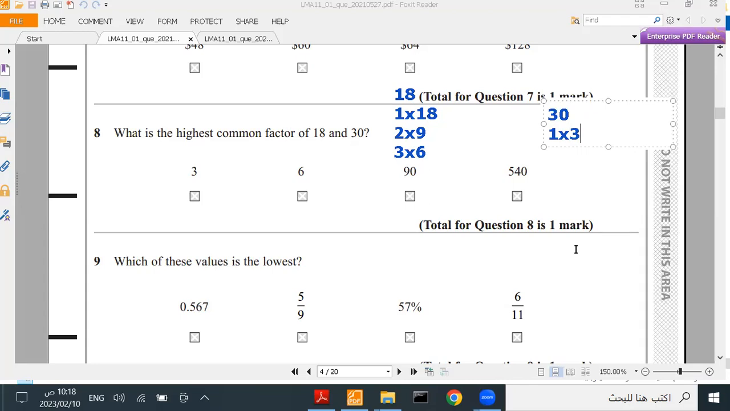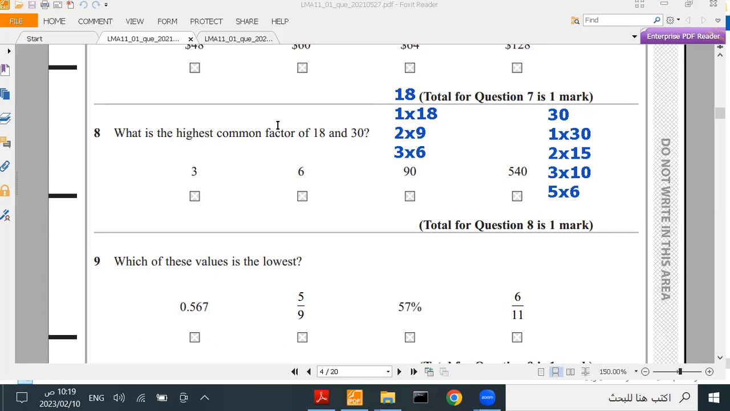1 times 30, 2 times 15, 3 times, what's that? 10. And then 4 doesn't count. 5 times 6. Good. These are the factors of 30, and these are the factors of 18. After I find the factors of 18 and 30, I look for the common ones and the highest common one.